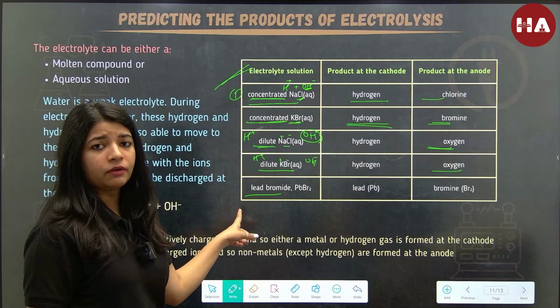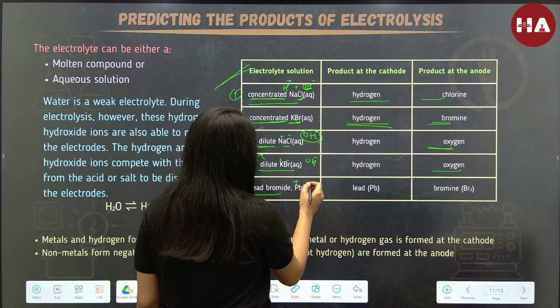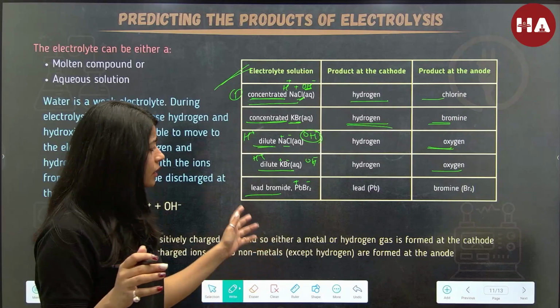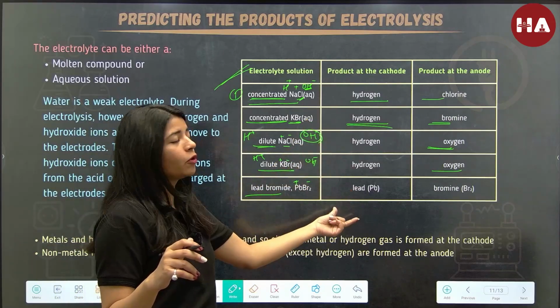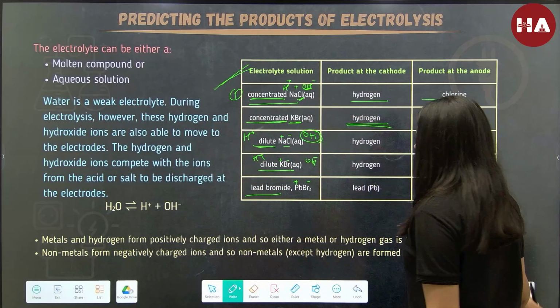Okay, next is lead bromide. We have done this in the first slide itself. So lead is a metal, and this is a non-metal. No water is present, just concentrated lead bromide. So we can say lead will be deposited at the cathode and bromine gas will be produced at the anode. Okay, now let's move on.